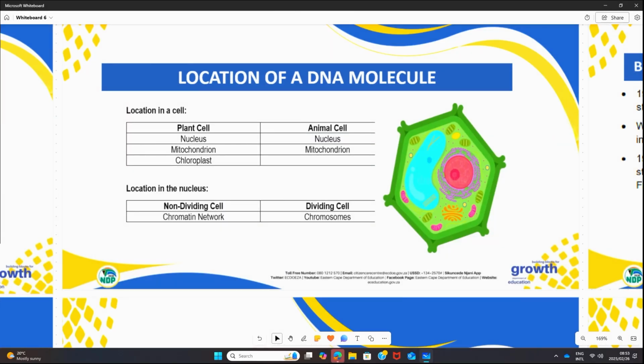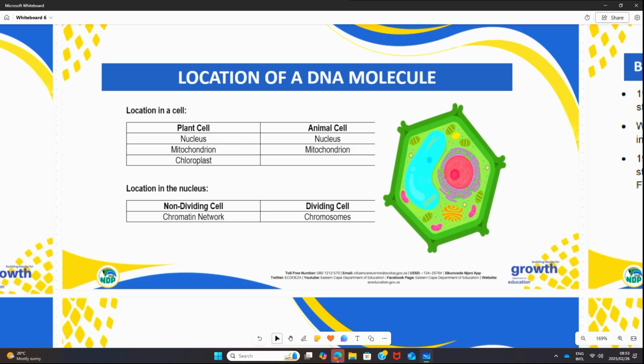The first thing that we are going to look at is the location of the DNA. When we look at the location of the DNA, we have to consult the historical question papers on how this question has been asked before. There are two ways in which this question has always been asked. They can say the location in a cell and the location in the nucleus. So a learner needs to know what to answer when the question speaks about the cell and also when it speaks about the nucleus. Let us start with the location in a cell.